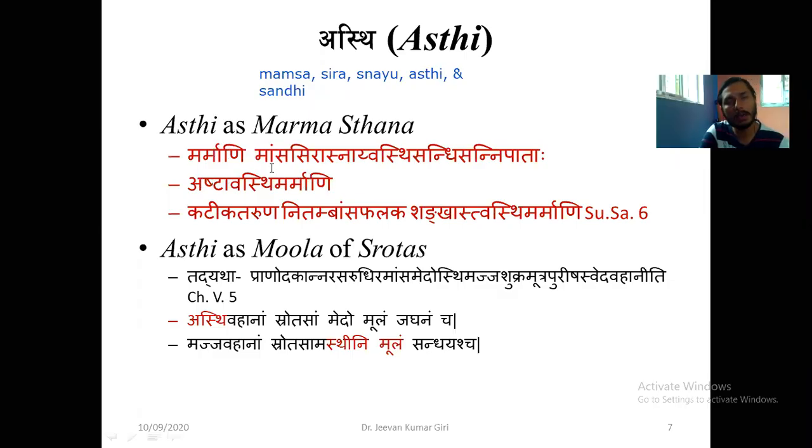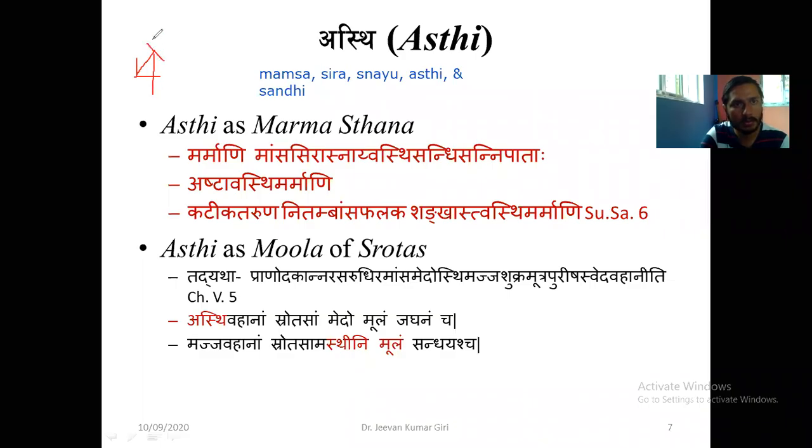So marma are composed of Mamsa, Sira, Snayu, Asthi and Sandhi. Just write. Okay. So next, see, Asthi is the Mula of Srotas. Now, Asthi is considered as the Mula of Srotas also. See, this Srotas means, I will write Srotas here for you. You can write in Devanagari also.